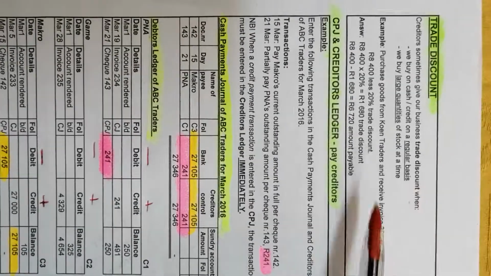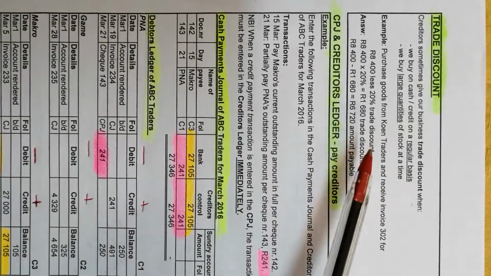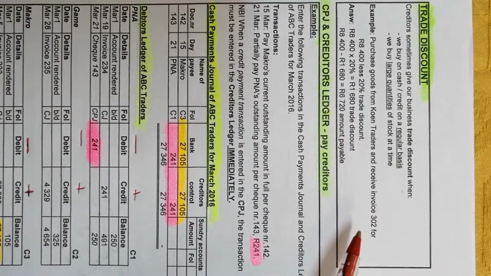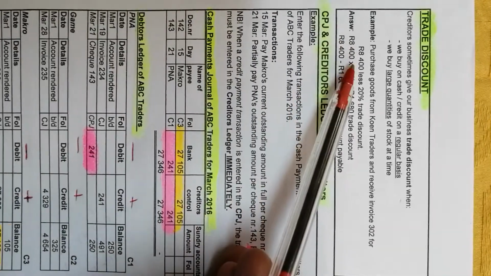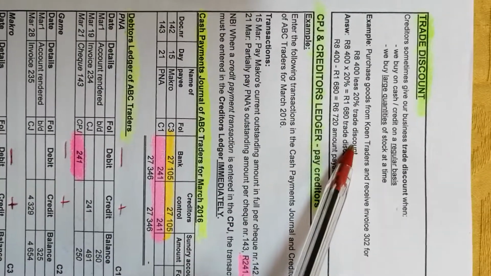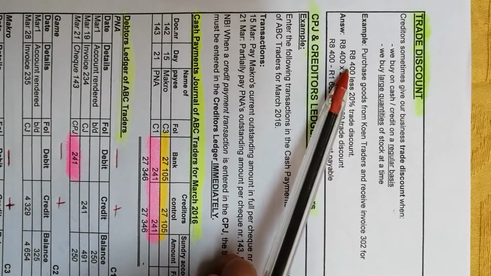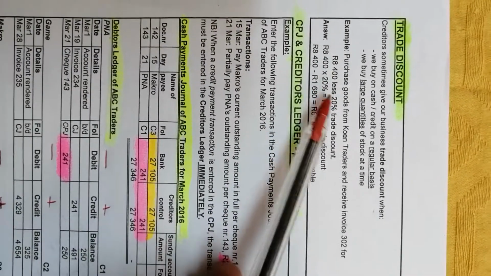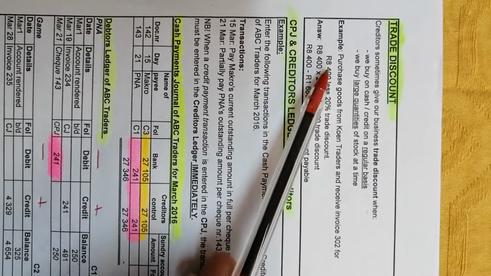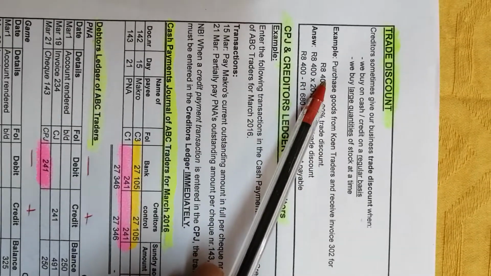Now, if you look at the example, you'll see they say purchase goods from Traders and receive invoice 302 for 8,400 less 20% trade discount. That means this was the price that you would have paid, but because they give you 20% discount, you're only going to pay 80% of the 8,400.